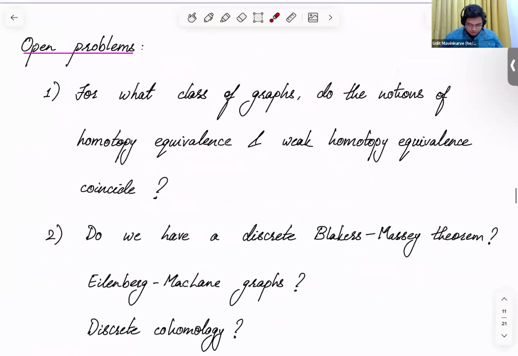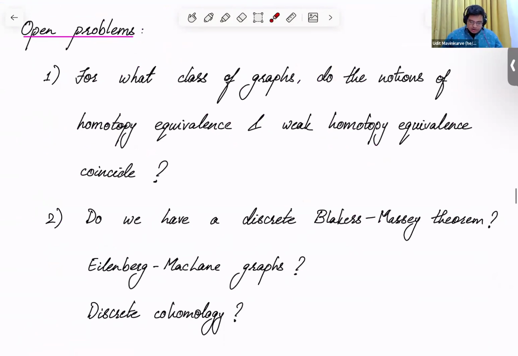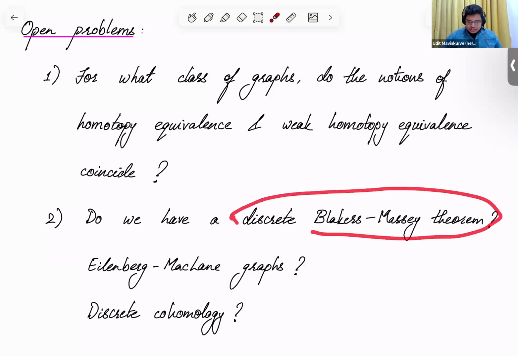Okay, so just some quick remarks about open problems in discrete homotopy theory. For example, the first one is for what class of graphs do these notions of homotopy equivalence and weak homotopy equivalence coincide? And then we have this discrete version of Seifert-Van Kampen and Mayer-Vietoris. Then do we have, say, the Freudenthal suspension theorem or the homotopy excision, or in the most general version, do we have a discrete Blakers-Massey theorem? So we don't know that.